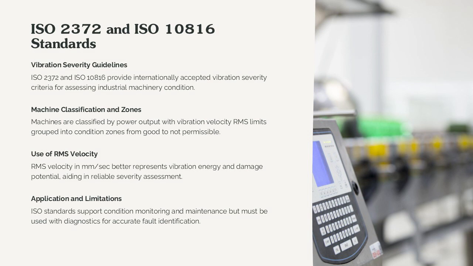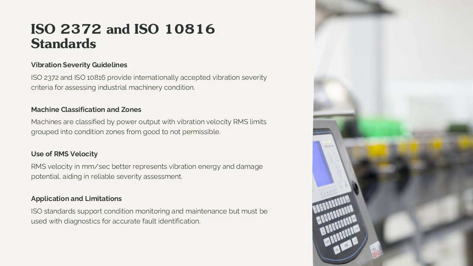For each category, vibration velocity RMS limits are defined and grouped into condition zones, typically ranging from Zone A, good, to Zone D, not permissible. This structured approach allows engineers to assess vibration severity in a consistent and repeatable manner. One key advantage of ISO standards is the use of RMS velocity in mm/SEC, which better represents the energy content of vibration and its potential to cause damage.